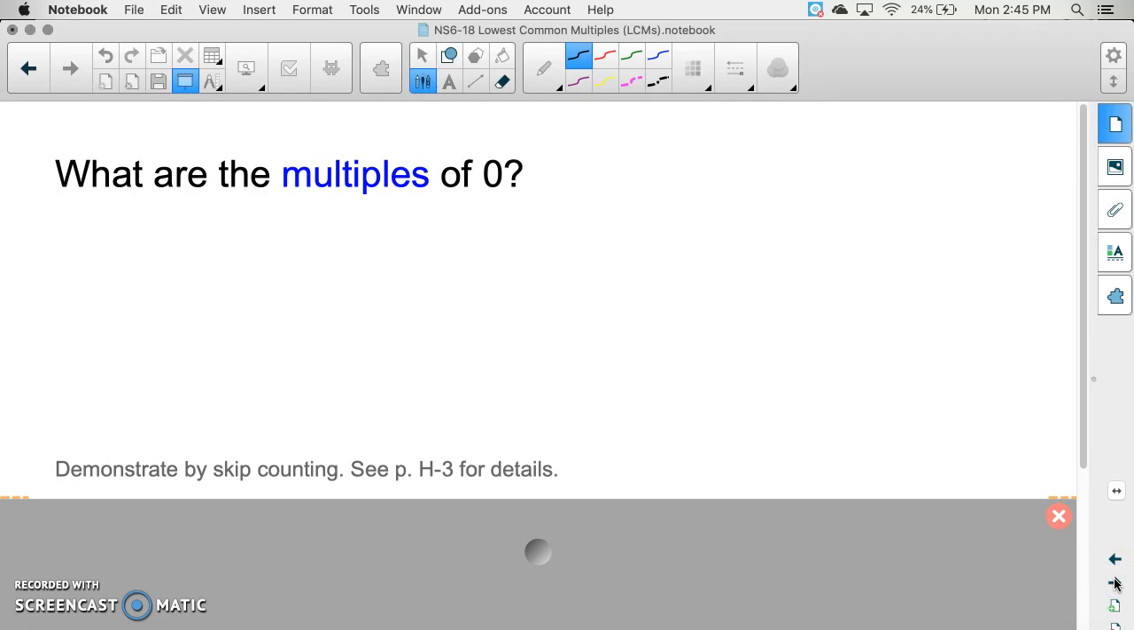So now that we've learned some multiples of 3, we're going to talk about 0 for a little bit. So 0 is a multiple of any number. We can prove that 0 is a multiple of 3 because 3 times 0 is going to equal 0. So which whole number is 0 a multiple of? It's all of them because any whole number can be multiplied by 0 to make 0.